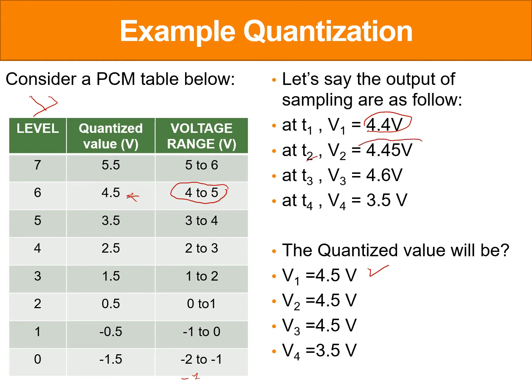Next, T2, V2 equals 4.45 volt. So it is in between 4 to 5. So still the same, the quantized value, which is the closest value, is at level 6 or 4.5 volt. Next is at T3, 4.6. So still at this range, and the closest value is 4.5 volt. And let's try at T4, V4 equals 3.5 volts. So the value is in this range, 3 to 4 volts, and the quantized value is 3.5 volt at level 5.